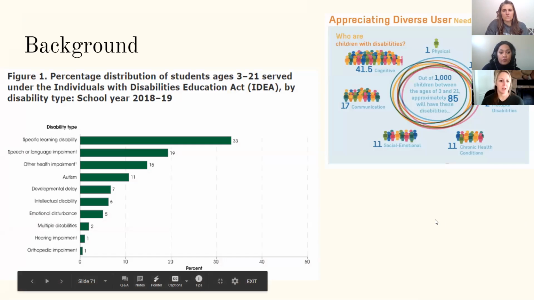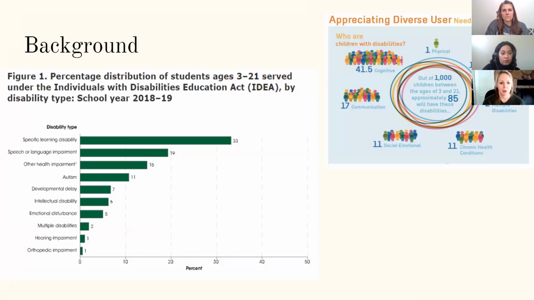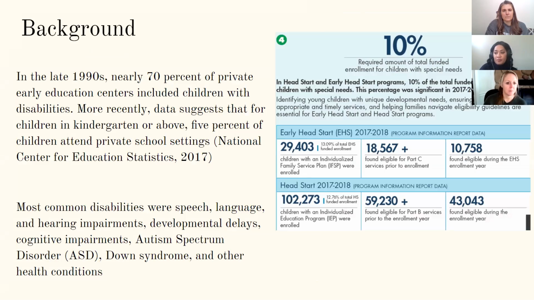The most common types of disabilities are specific learning disabilities, speech language impairment, and other health impairment, which can include illness or ADHD. Other things fall into that category. Autism is ranked 4th, and then developmental delay, which only applies to children under the age of 5. So those are a little bit of the statistics for children with disabilities.